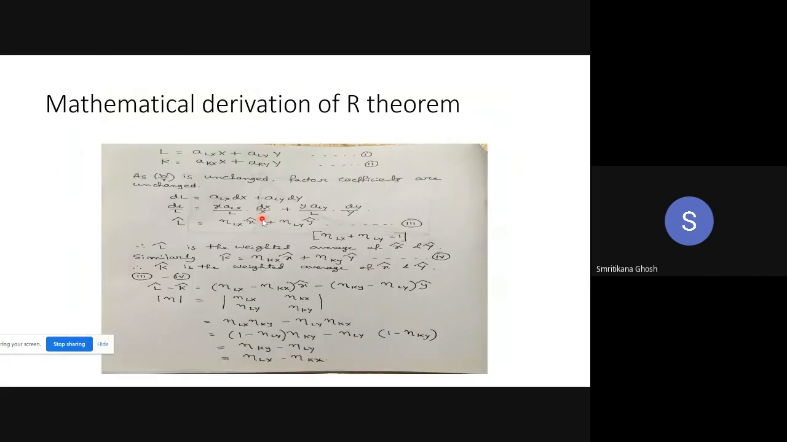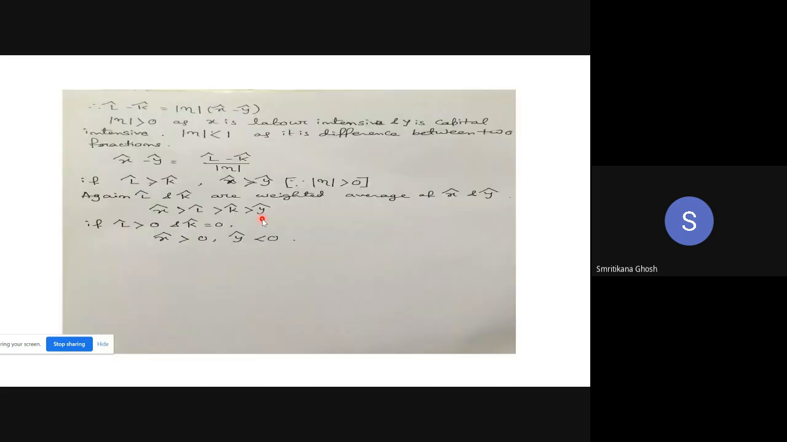Up to this point, any problem? This mathematical portion, if you have any query. Okay, I think you don't have any query.